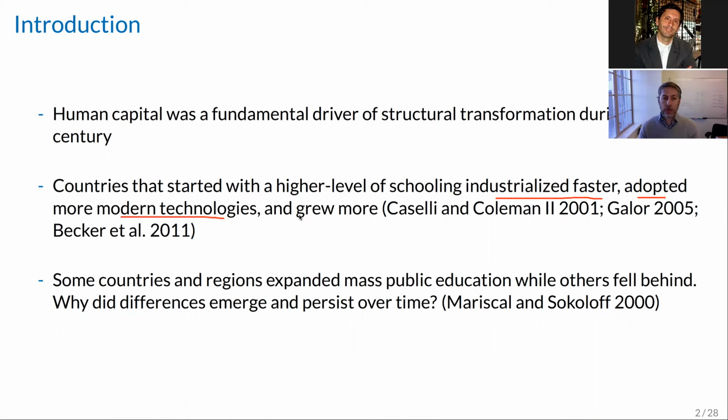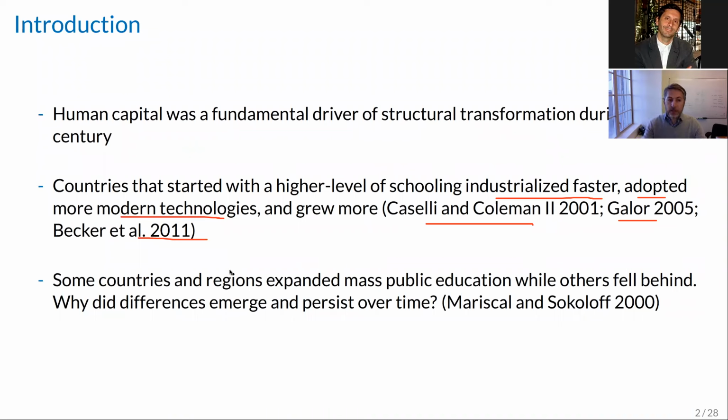Right, so it's not a coincidence that if you look in the cross section, both across countries, but also within regions and within countries, places that have higher schooling are places where on average income per capita is larger. And that has been established both for the case of the US, but also going back in history, and also lots of work galore as well.